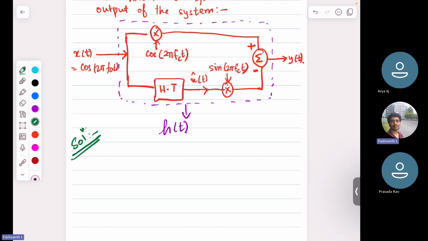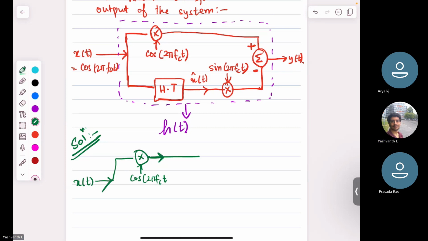Okay. So now let's draw x of t first. This is the multiplier. So what is the output here? If it is cos 2 pi fct, I'm just redrawing the above diagram. So what is the output here after this multiplier? Cos 2 pi f0t and cos 2 pi fct, sir. Both are multiplied. Now just tell in terms of x of t.